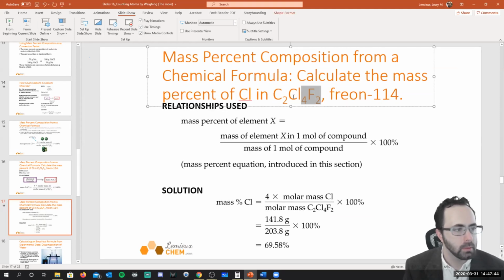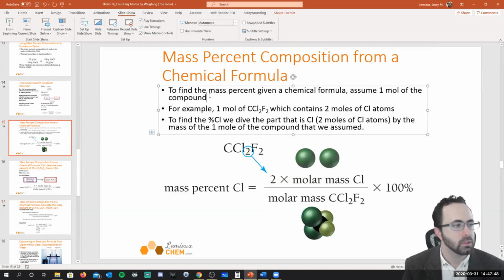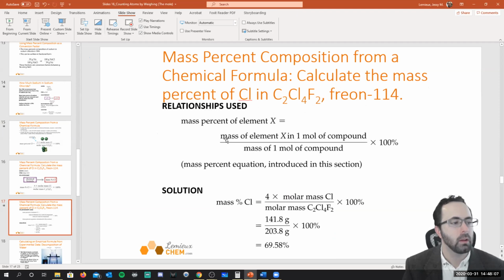given the formula. So again, repeating the steps. Number 1, assume 1 mole. Number 2, find the molar mass of the part that you're interested in. Here, that's the chlorine atoms, the number of moles times the molar mass of chlorine atoms. Finally, divide by the molar mass of the entire thing. Mass of element X in 1 mole of compound, divided by mass of 1 mole of the whole compound, times 100%, to make it a percent.